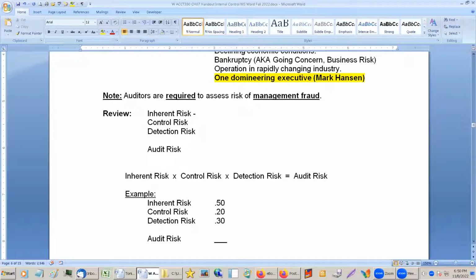Inherent risk. Did we already do this? I don't know, right now it doesn't look familiar. Well, it's not a bad idea to go over it more than once. So, inherent risk is the risk that a material misstatement will occur.